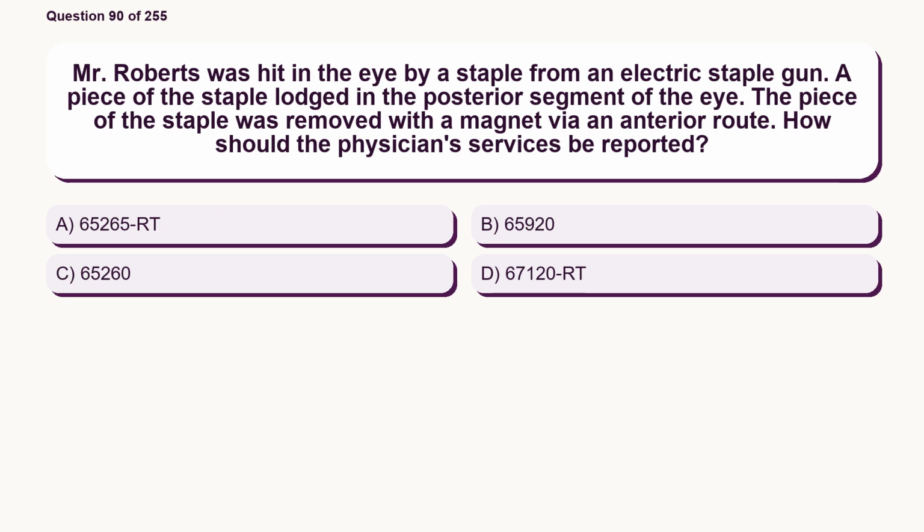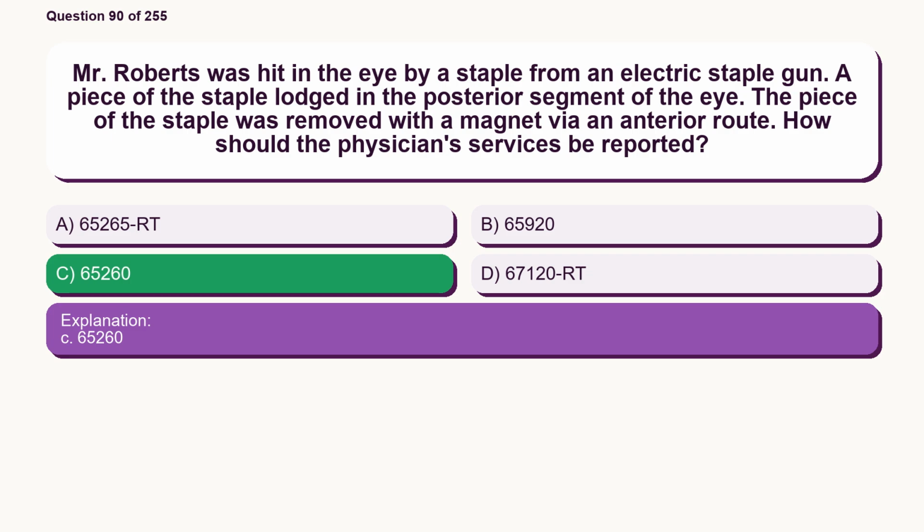Question 90. Mr. Roberts was hit in the eye by a staple from an electric staple gun. A piece of the staple lodged in the posterior segment of the eye. The piece of the staple was removed with a magnet via an anterior route. How should the physician's services be reported? Option A, 65265 RT. Option B, 65920. Option C, 65260. Option D, 67120 RT. The correct answer is option C, 65260.